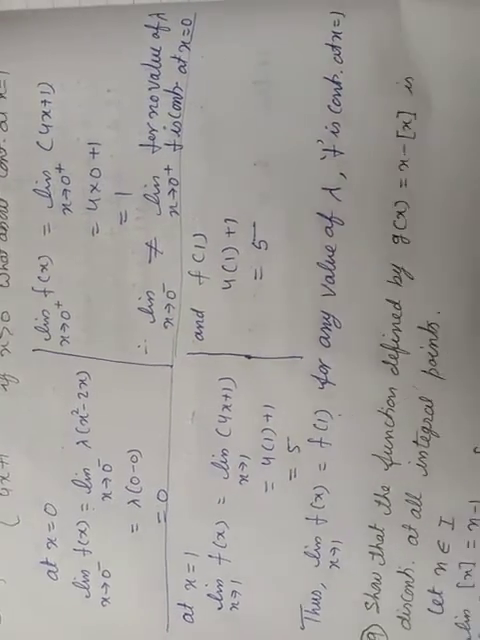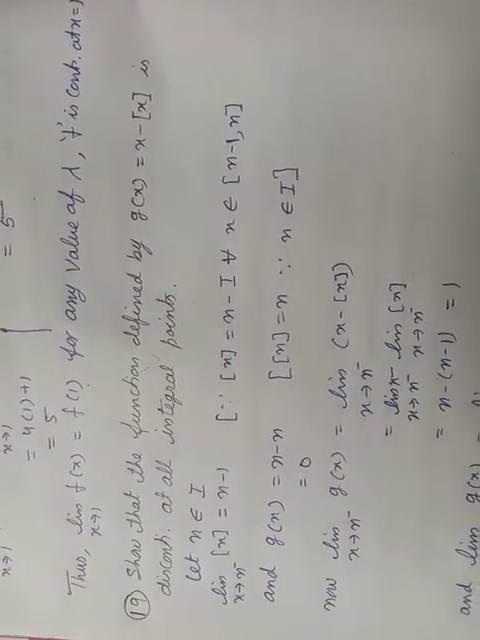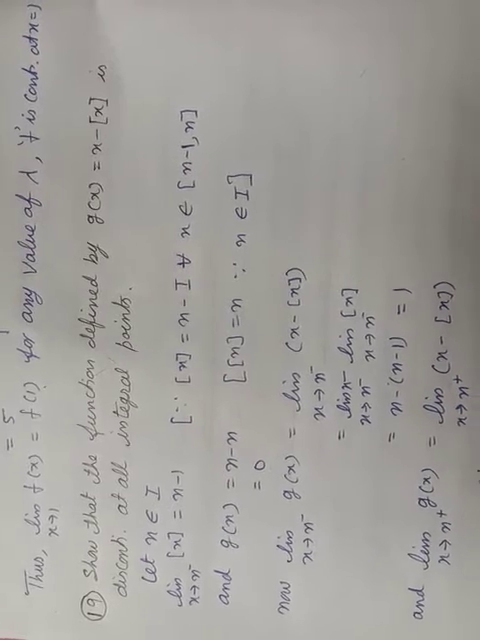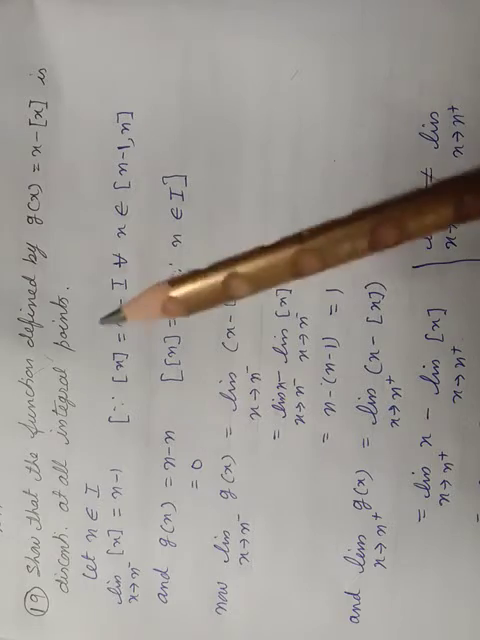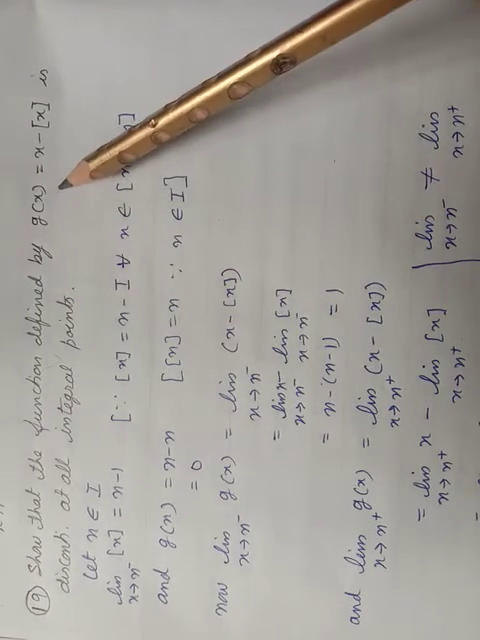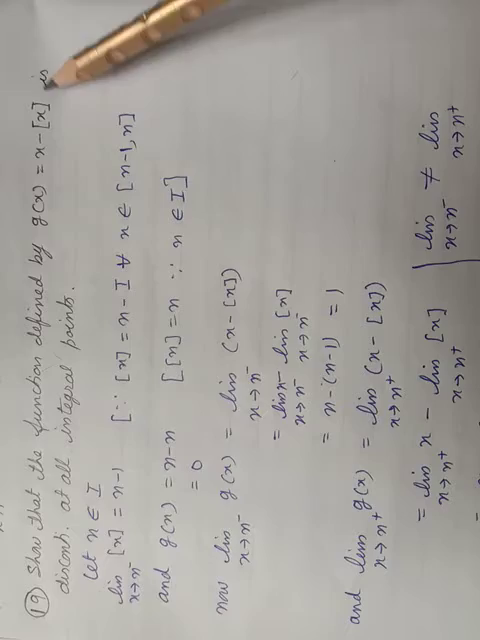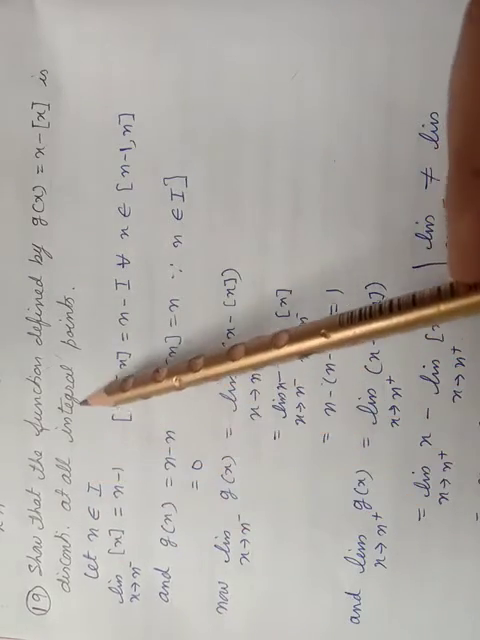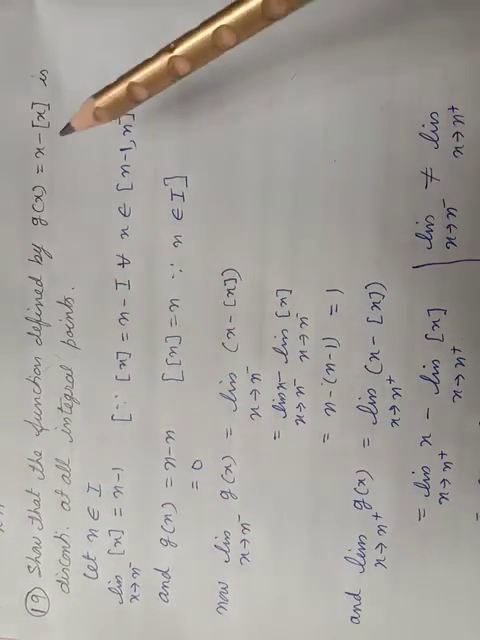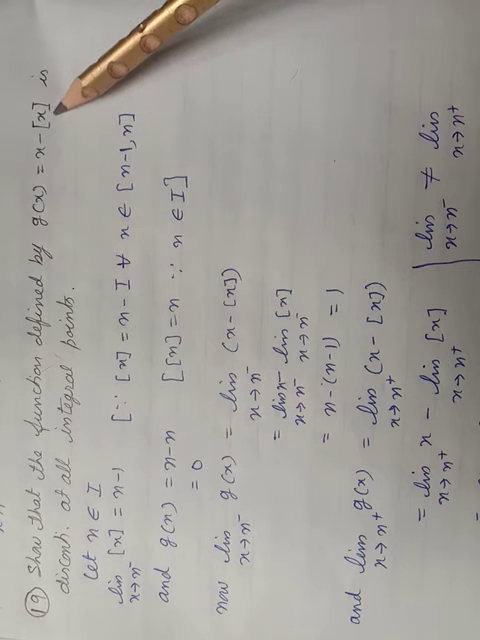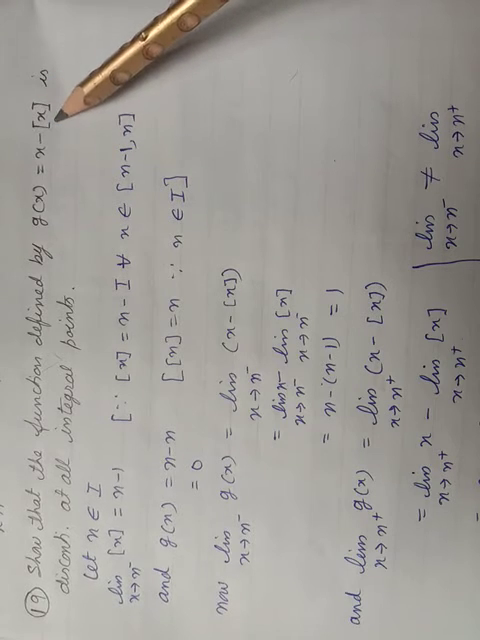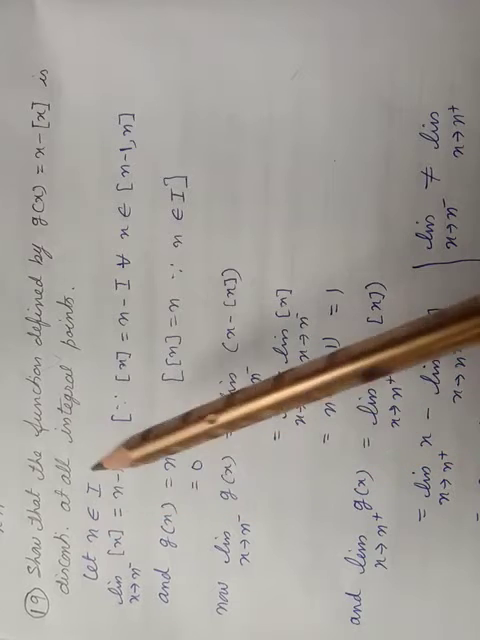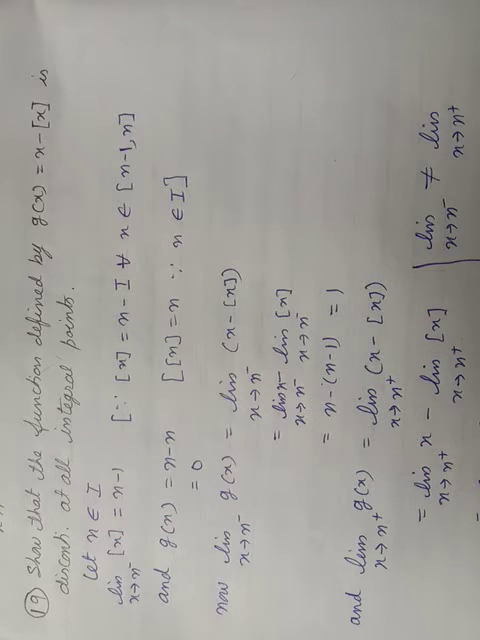So question number 19 is, just check here. Show that the function defined by g(x) = x minus [x] is discontinuous at all integral points. We are talking about [x]. This is x in the box. It is known as the greatest integer function. So x minus greatest integer function x is discontinuous at all integral points.